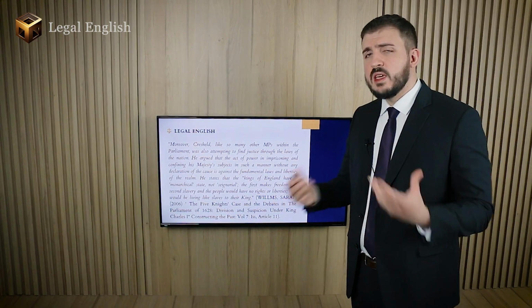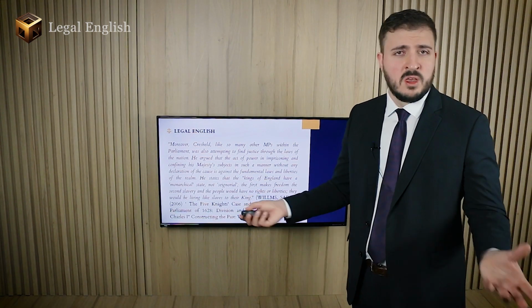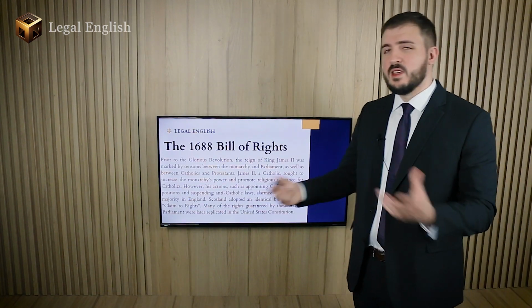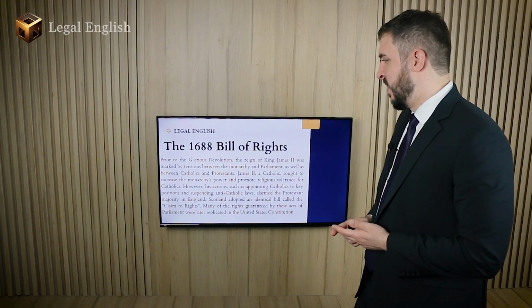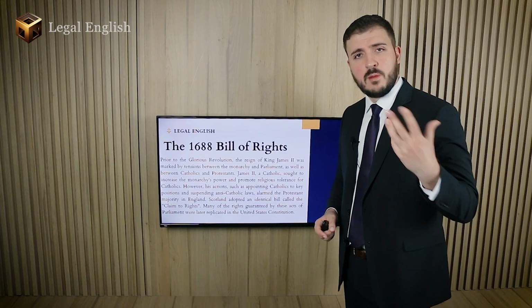So basically, the idea was always that the king had a limited authority. He wasn't all powerful. Then you had the Bill of Rights. Like I said, the 17th century, extremely turbulent time. You had the English Civil War. You had the Glorious Revolution. You had kings being beheaded. For a brief period, England was actually a republic.